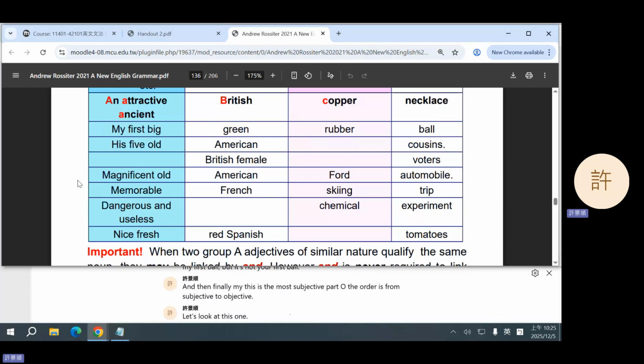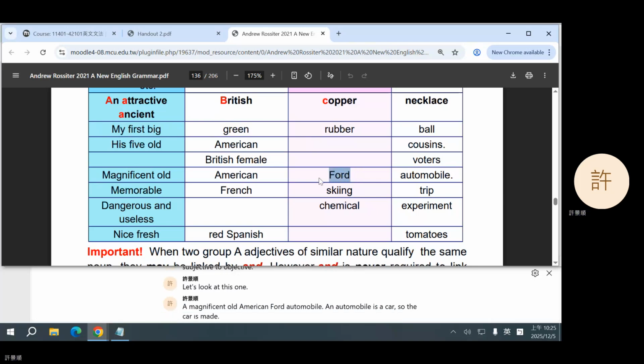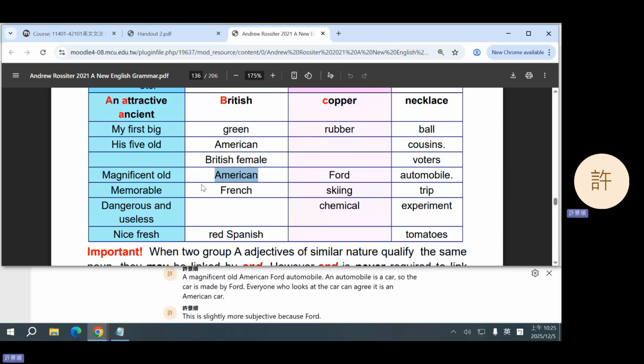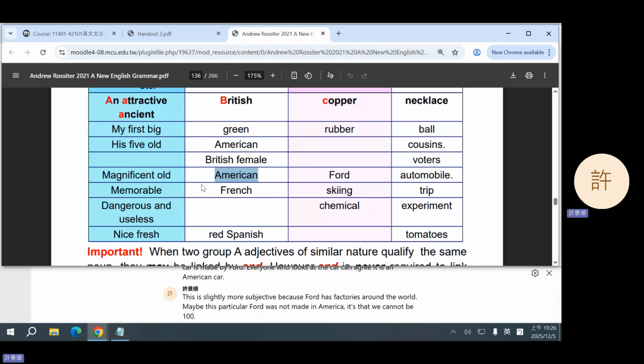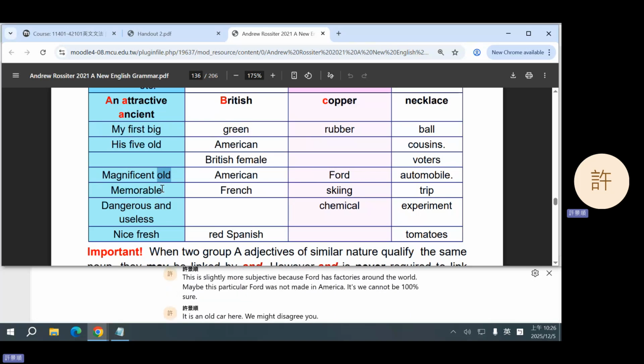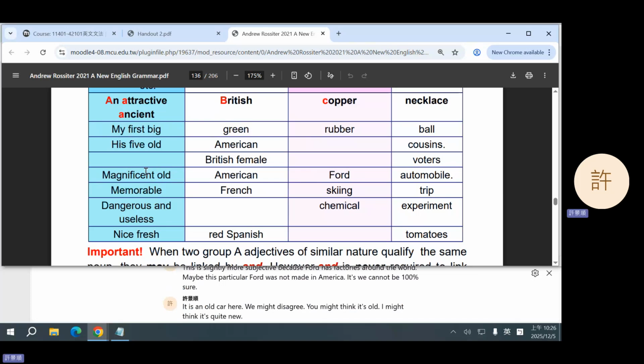A magnificent old American Ford automobile. An automobile is a car. So the car is made by Ford. Everyone who looks at the car can agree. It is an American car. This is slightly more subjective because Ford has factories around the world. Maybe this particular Ford was not made in America. We cannot be 100% sure. It is an old car. Here we might disagree. You might think it's old, I might think it's quite new. And then finally, magnificent. This is a subjective description.